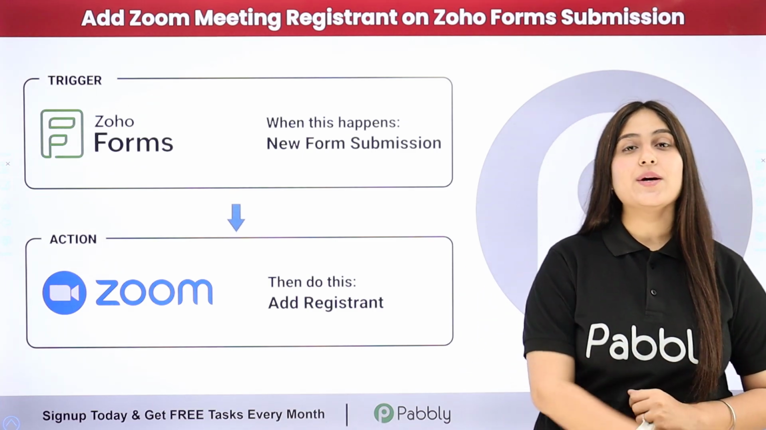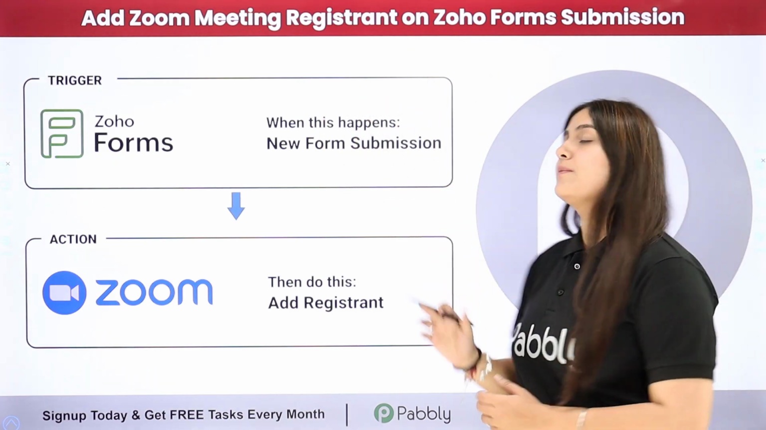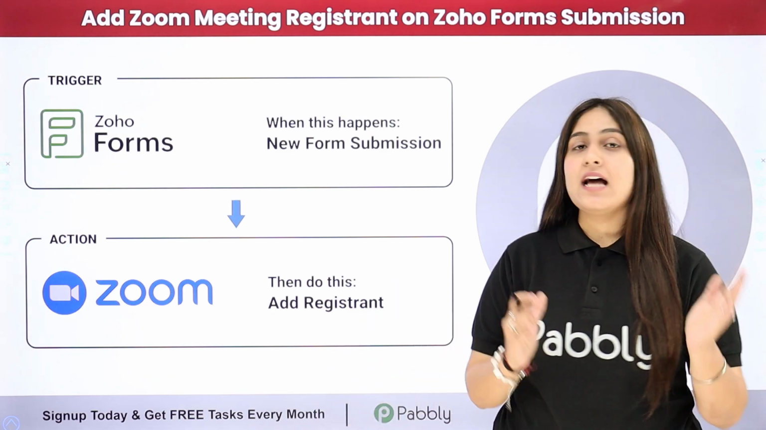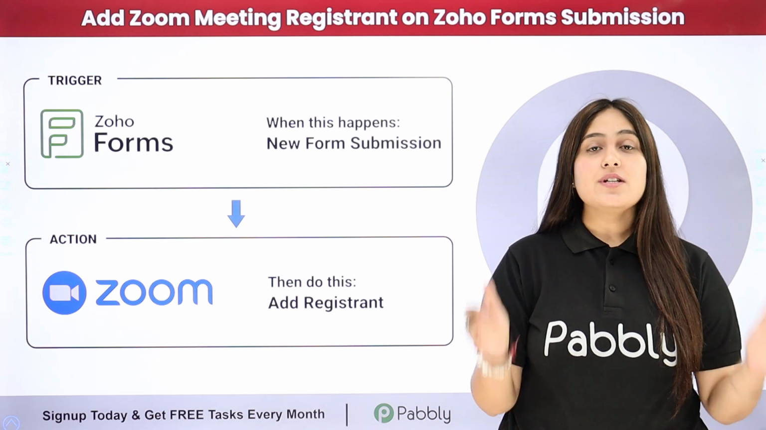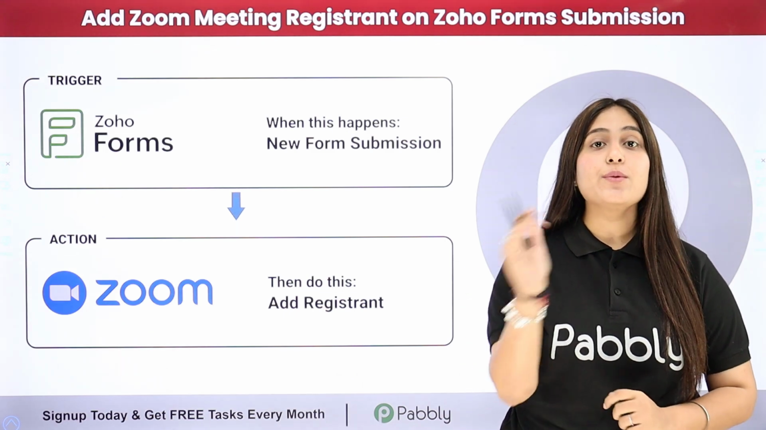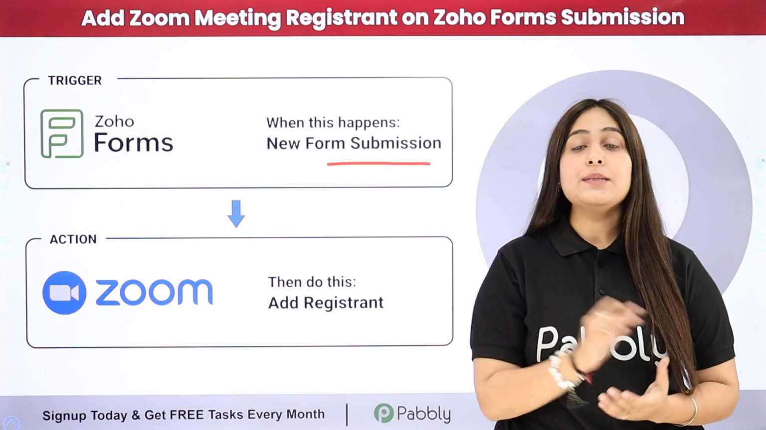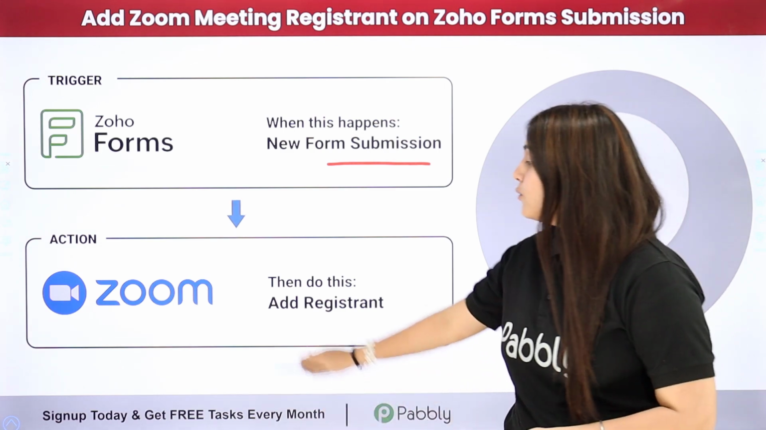So in this video we are going to understand how to add a Zoom meeting registrant on Zoho Forms submission. I conduct online workshops using Zoom and I use Zoho Forms to receive the registrations for my workshop. My objective is that whenever I receive a new form submission through Zoho Forms, the person who has submitted the form should automatically be added as a registrant in my Zoom meeting.